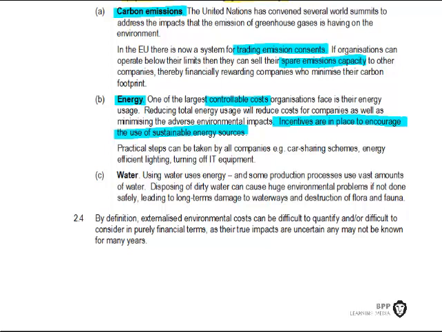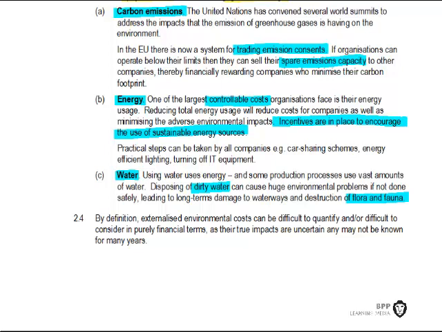And the third one there is water. Now, using water uses energy, and there's some production processes that use loads and loads of water. Sometimes when the water is disposed of, it's dirty and it goes into the environment, and if it's not treated properly, it can lead to a lot of long-term damage, not only to waterways, but also destruction of flora and fauna that actually survive in those waterways.